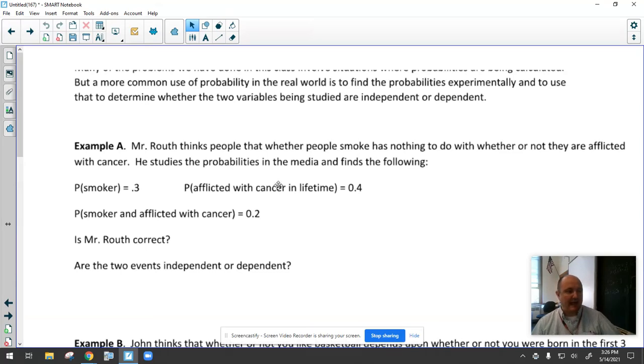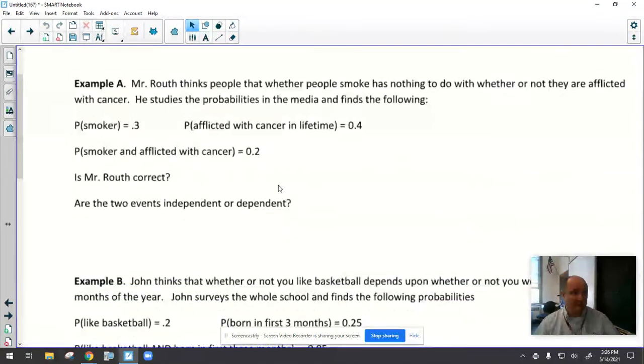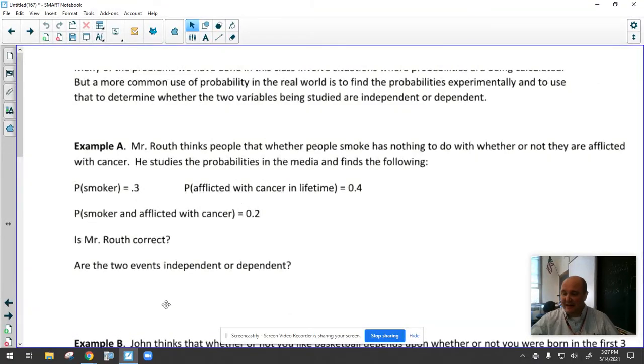All right, so let's take a look at the two examples on the back. I think it's important to emphasize that this style of dependence and independence testing is really how probability is often used in the real world. In class, we're often given some problems and then we're asked to find a probability. But when probability is used in the real world, more commonly, a researcher is collecting data and getting the actual experimental probabilities. And they're using that to determine whether two events or characteristics are dependent or independent.